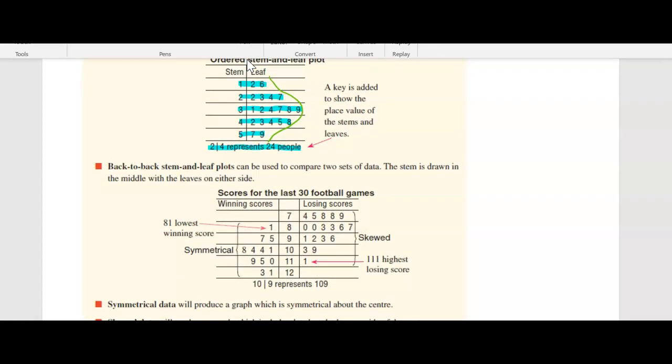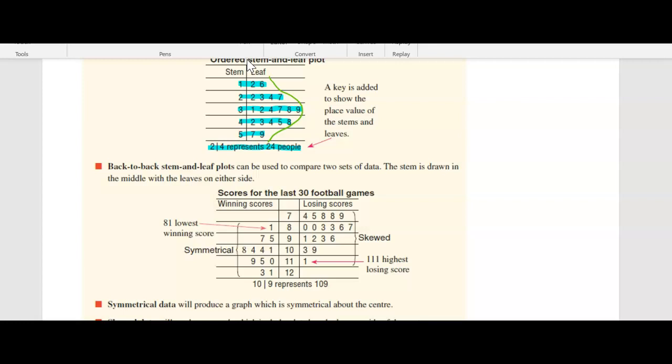These ones here are skewed, so we'll have a look at this one. This is a back-to-back stem and leaf plot, so back-to-back stem and leaf plots allow you to compare two groups. So you can see here we've got two teams, I think. No, not two teams. We've got scores for the last 30 football games. So I guess the score when they win and the score when they lose.